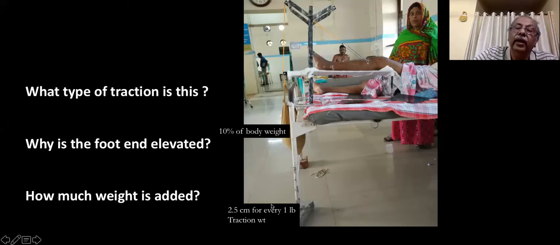So you can calculate how much you need to raise the foot end of the bed. That is 2.5 centimeters for every lb, so 5 centimeters for every kg. So the maximum you can raise is up to 30 centimeters. We don't usually raise up to that level. We usually give around 15 centimeters elevation to the foot end of the bed.